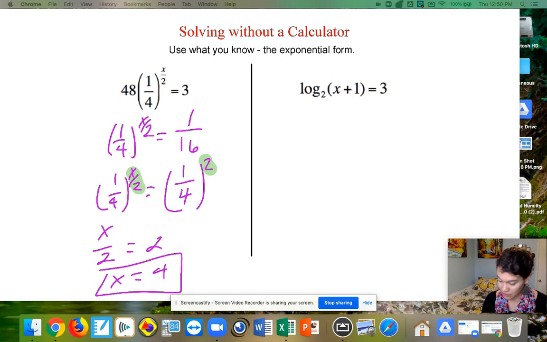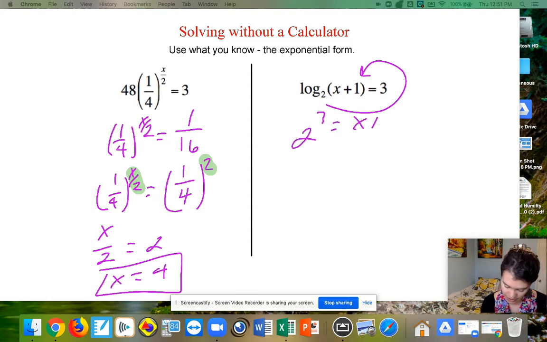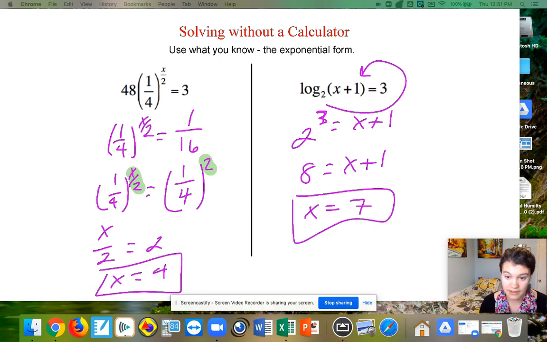This other one, it's written as one solid log. There's not a bunch of them combined together. So I can do my loop. Do 2 to the 3rd equals x plus 1. And then we're going to solve this. So 2 to the 3rd is 8 equals x plus 1. Subtract 1. And x will be 7.